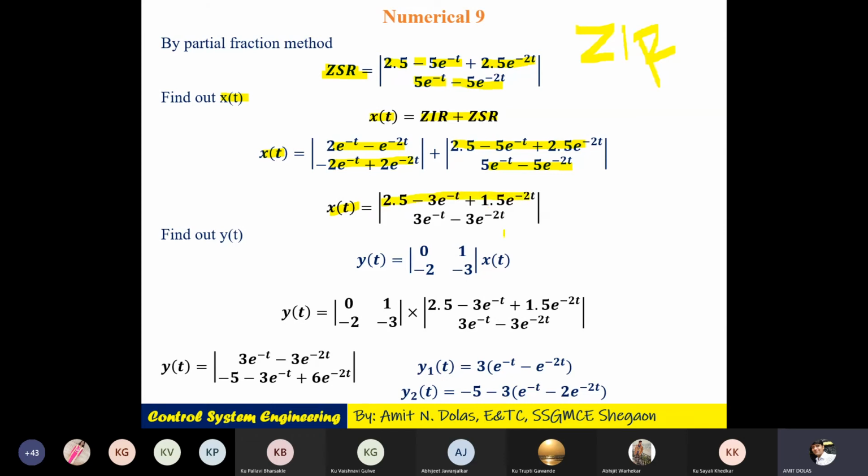And the addition is this: 2.5 minus 3 e to the power minus t plus 1.5 e raised to power minus 2t. Second element: 3 e to the power minus t minus 3 e to the power minus 2t.